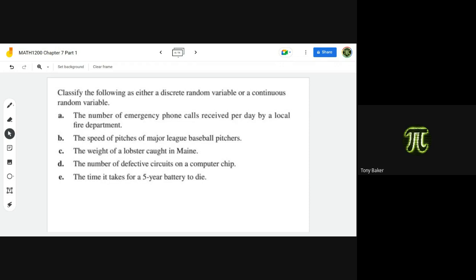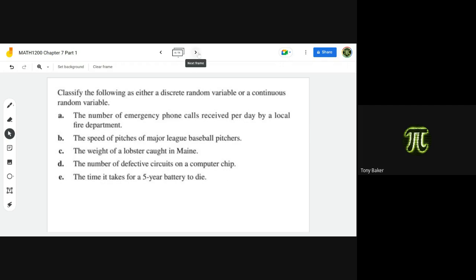The time it takes for a 5-year battery to die. Continuous. Time is continuous. Would that be continuous, because we say things like a year and 2 days? Yeah, that's still continuous. Basically you could have a time of a year, 2 days, 3 hours, 5 minutes, and 15 seconds, even 15.25 seconds. So time is continuous. Time, weight, speed, those things are all continuous values.